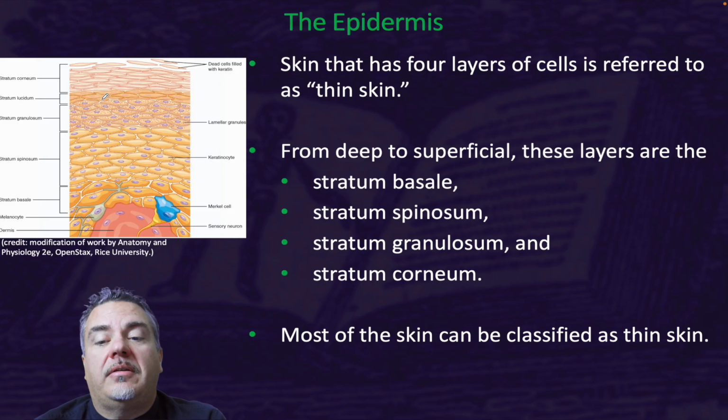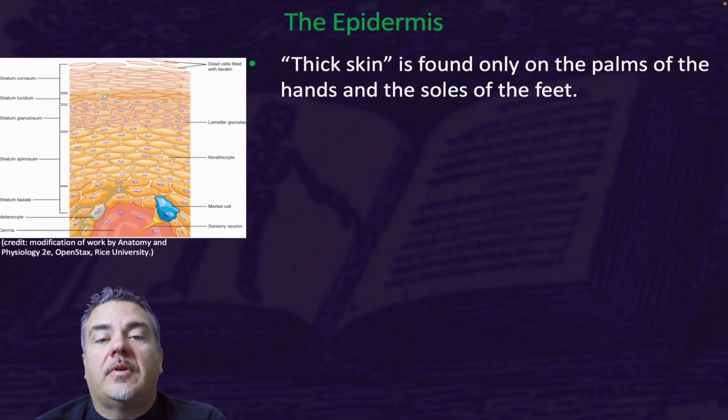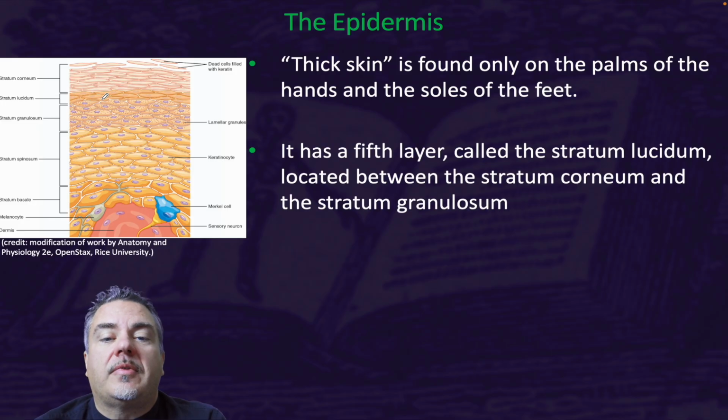Most of the skin can be classified as thin skin. Thick skin is only found on the palms of the hands and soles of the feet. It has a 5th layer, called the stratum lucidum, located between the stratum corneum and the stratum granulosum.